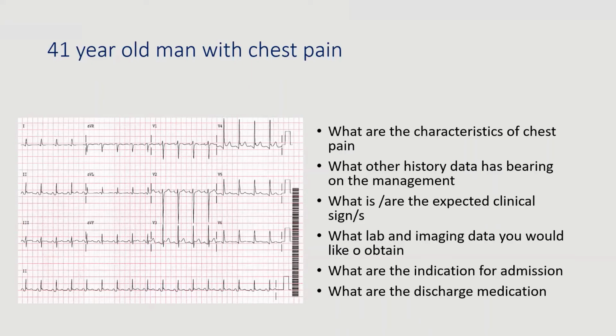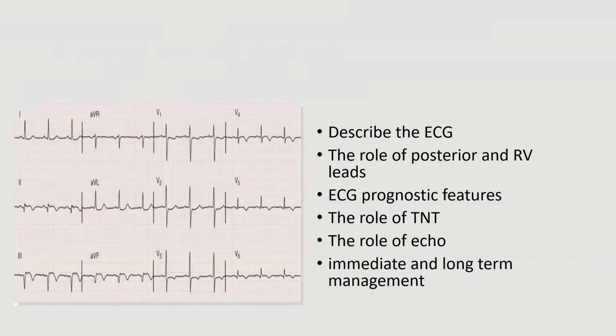Now, what are the indications of steroids? Steroid is usually not given, unless there is resistance to the first-line medication, which are non-steroidal and colchicine. So steroids should be avoided unless you have to. Good. Now, let's see this ECG. Can somebody describe this ECG?